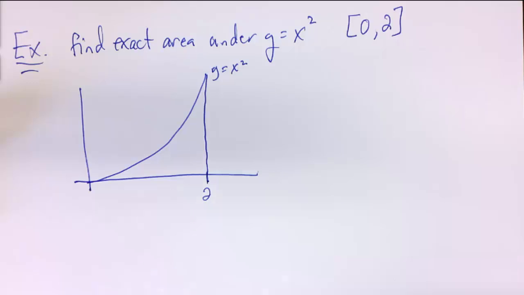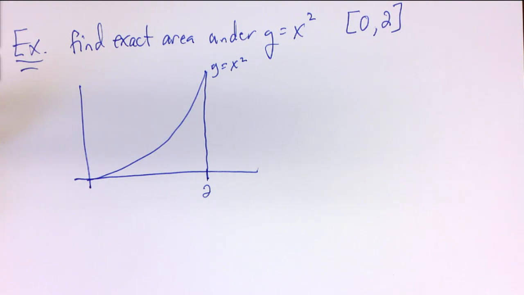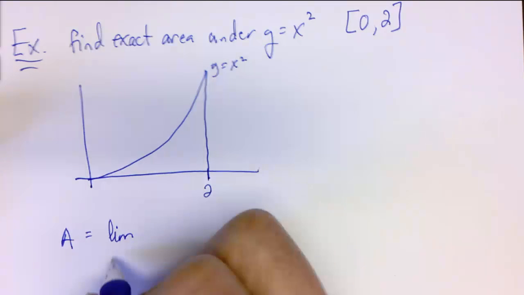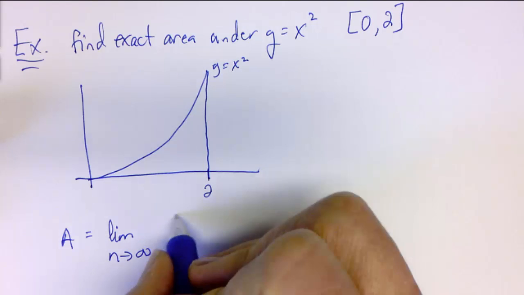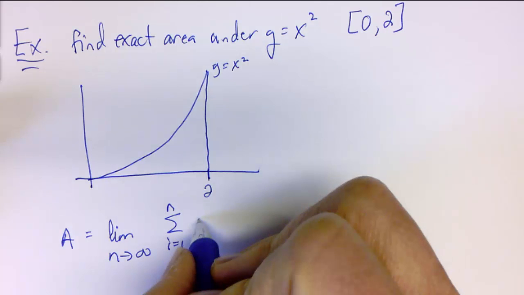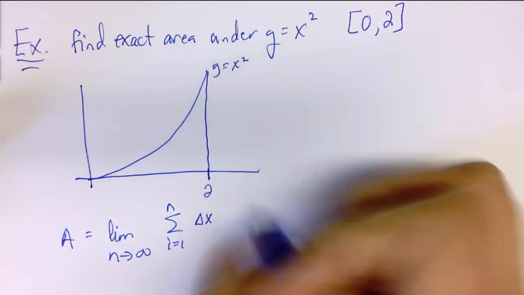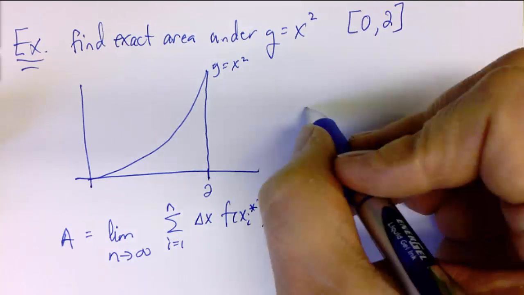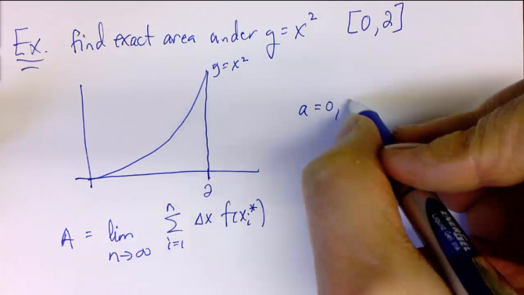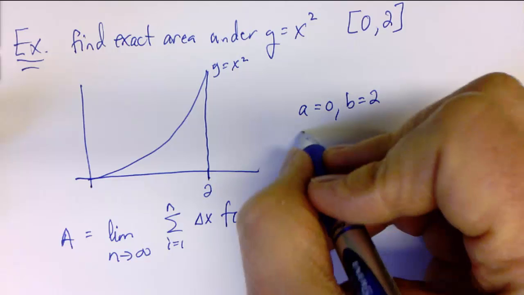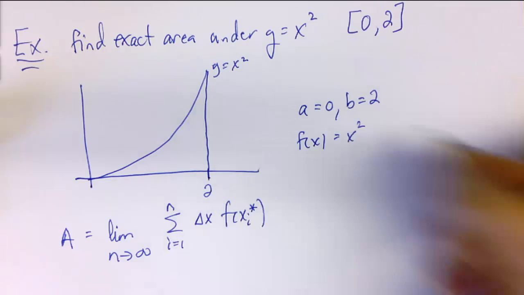So we don't have any formula from geometry that would tell us what that area is, but calculus comes to the rescue. So the area is the limit as n approaches infinity of the sum of the approximating rectangles. Now here we're going to use our computational formula with a equals 0, b equals 2, and f of x is the function x squared.